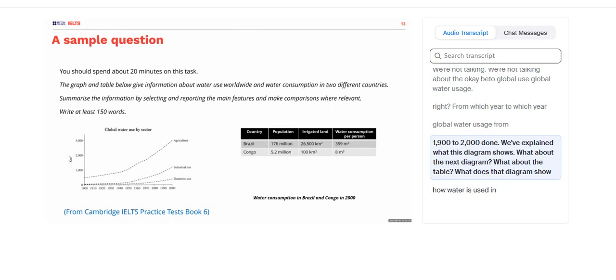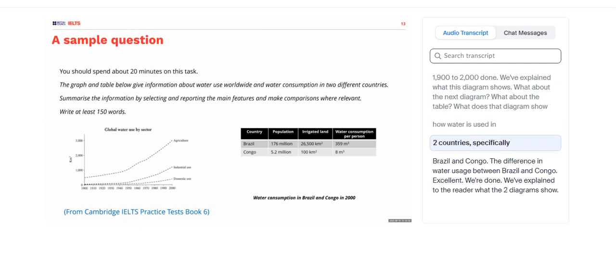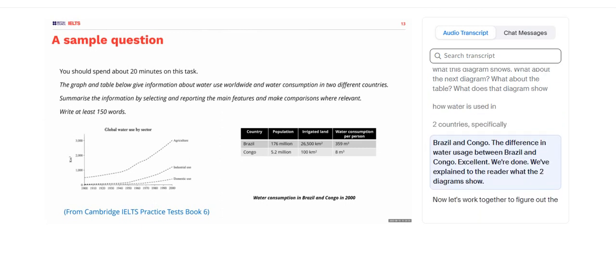What about the next diagram? What about the table? What does that diagram show? How water is used in two countries specifically, Brazil and Congo. The difference in water usage between Brazil and Congo. Excellent. We're done. We've explained to the reader what the two diagrams show.